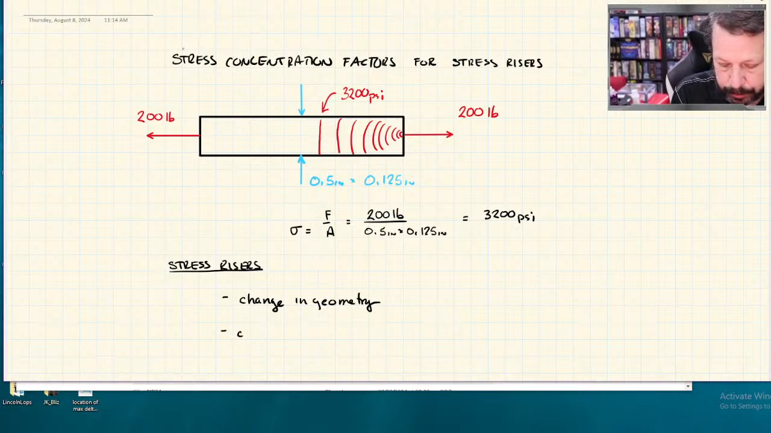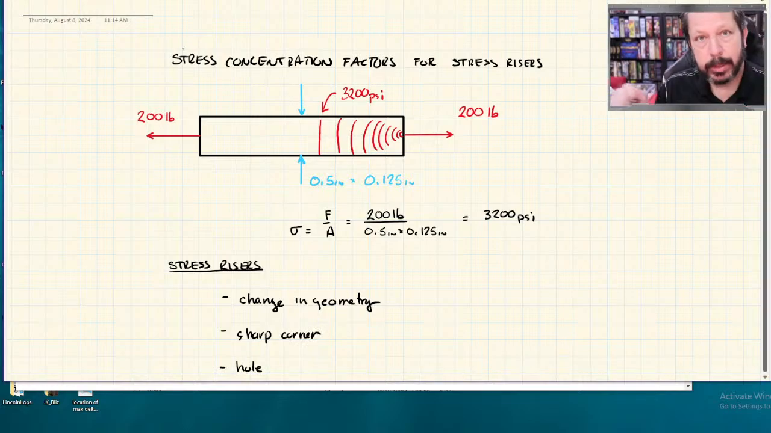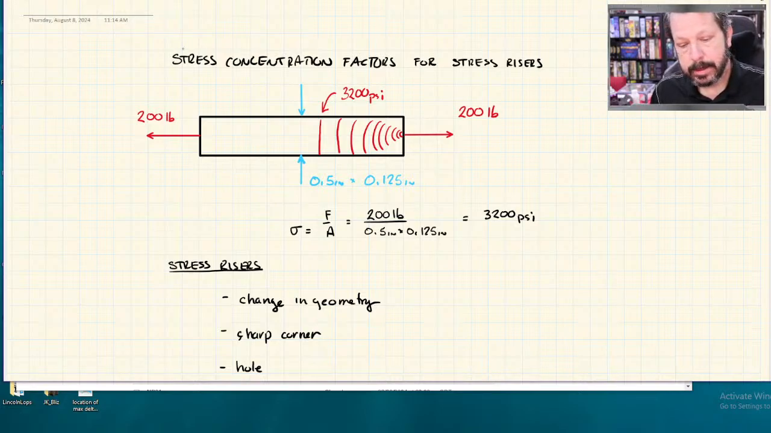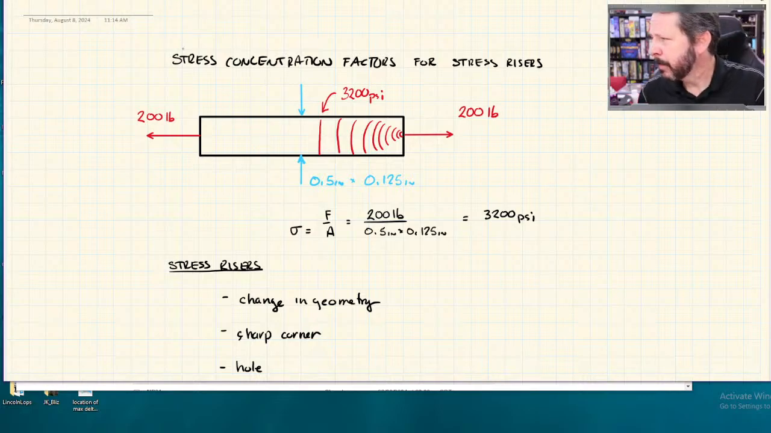A sharp corner associated with that change in geometry, or maybe a hole punched out of the part that would also change the geometry. So in general, I'm changing the geometry somehow, and near that change in geometry is going to be a stress riser, and the more abrupt the change in geometry, the higher the stress riser, the stress concentration factor.